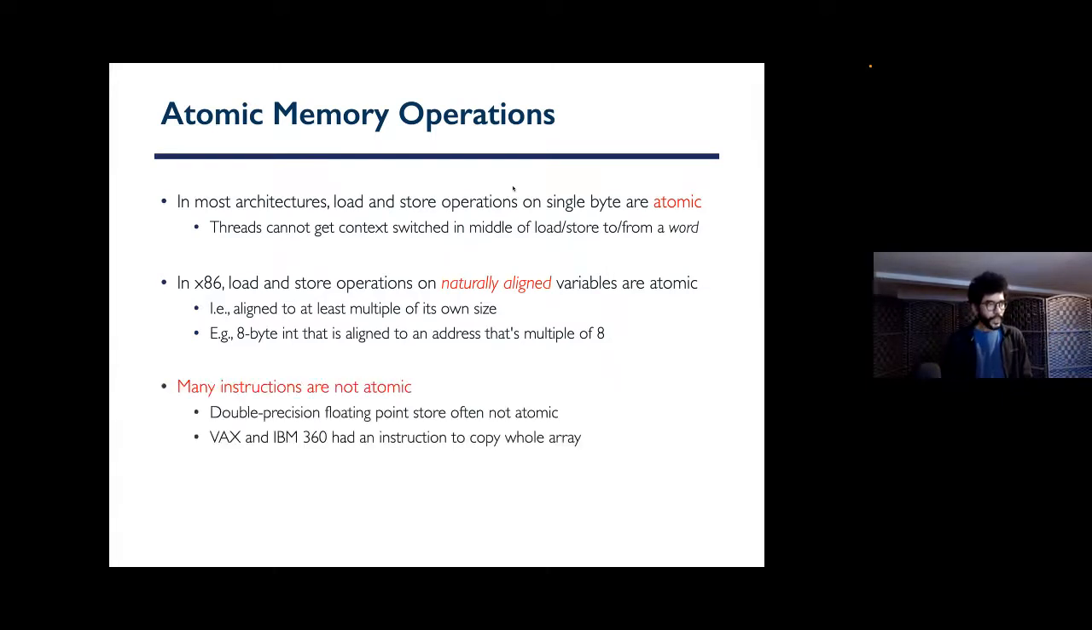Now, as I mentioned, there are a lot of instructions that are not atomic. For example, a double precision floating point operation is not generally atomic. Now, unless stated otherwise, in the lectures that I'm going to show you, I'm going to assume that memory operations like load and store are going to be atomic. So this is an assumption that we're going to make and go with it.